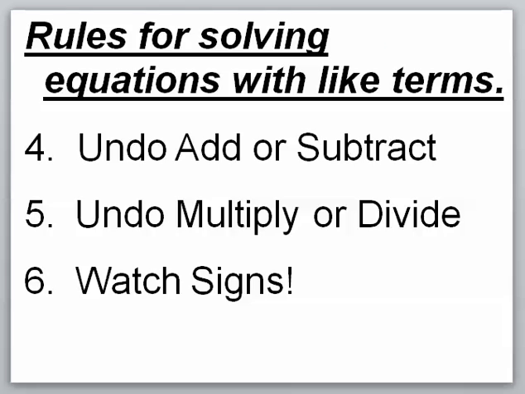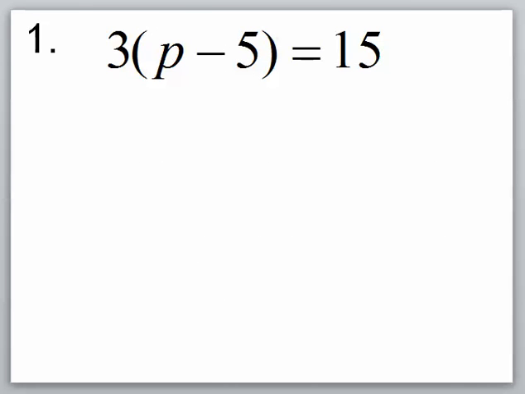So the only thing new we're going to see a lot today is parentheses, which isn't really new because we've dealt with those already this year. So we're going to distribute to get rid of those parentheses first. So I get 3p minus 15 equals 15.